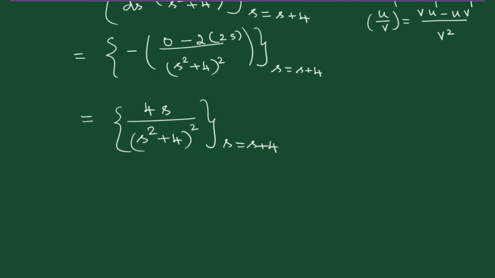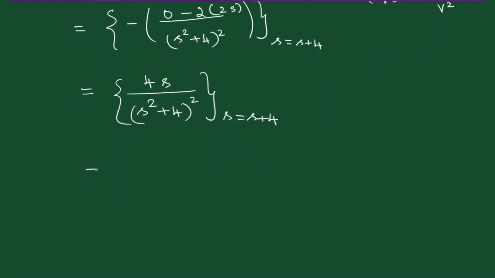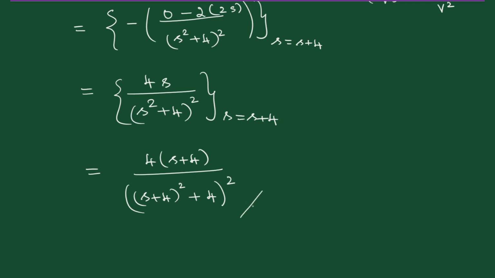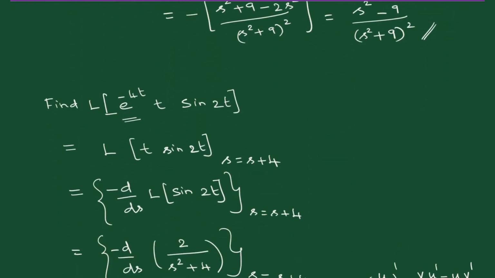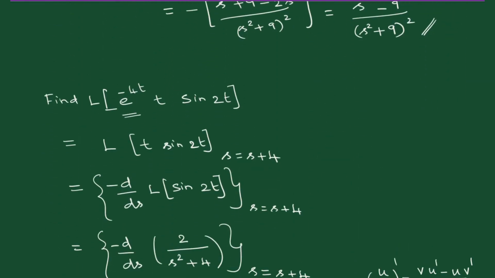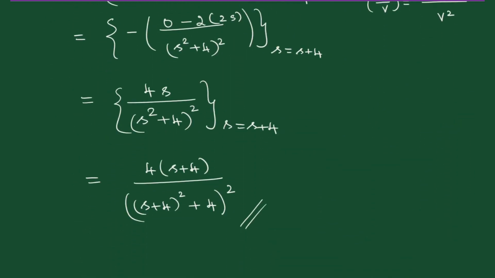So this is equal to 4 into s should be replaced as s plus 4 divided by here again s plus 4 the whole square plus 4 whole square. So either we can stop up to this, or if we want to simplify further also we can simplify. So this is the answer for what? L of e power minus 4t into t into sin 2t.